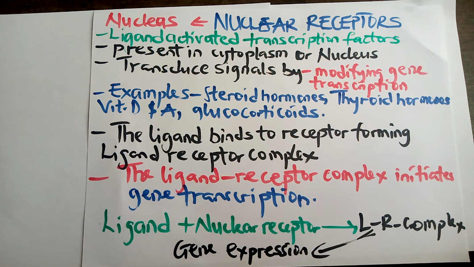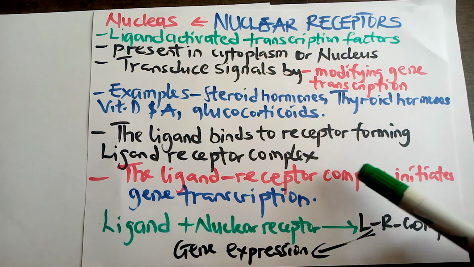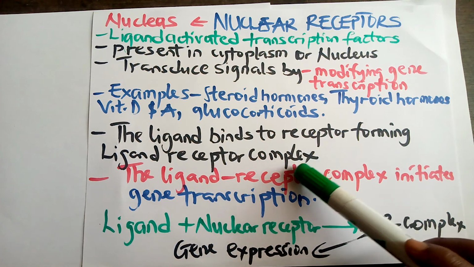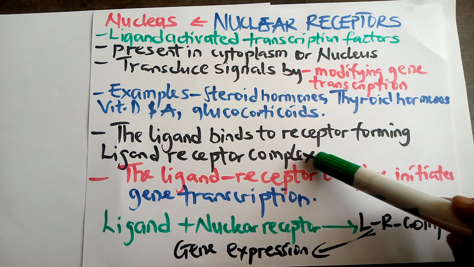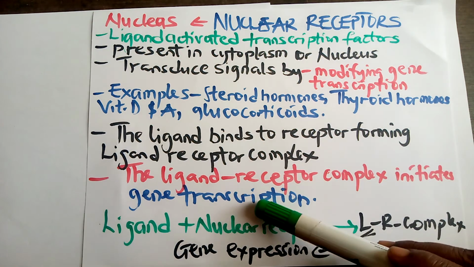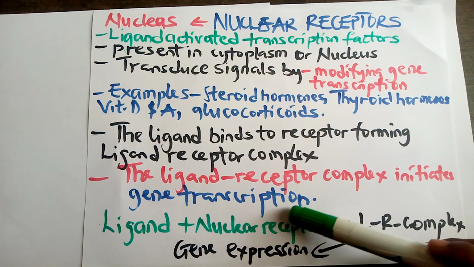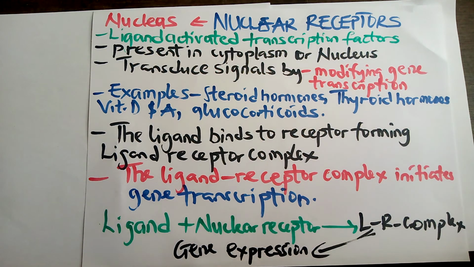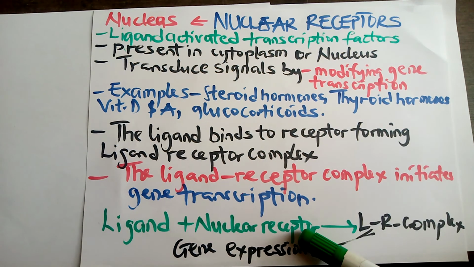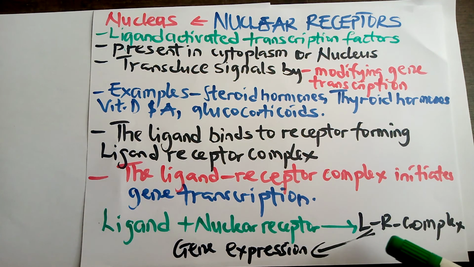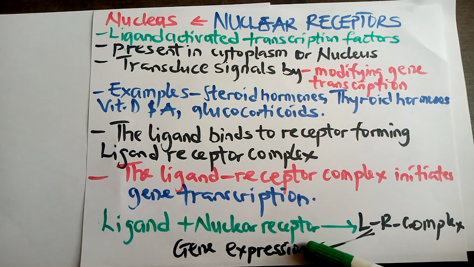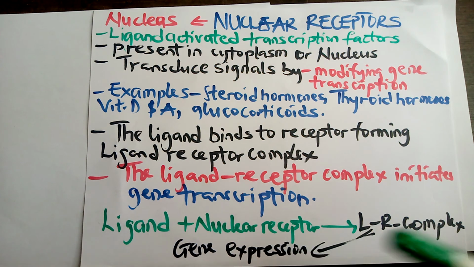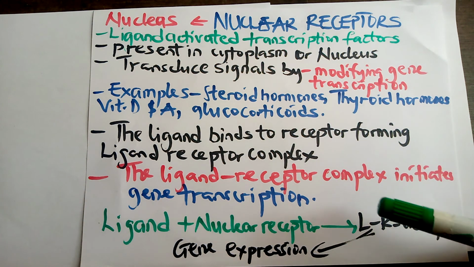Normally the ligand binds to the nuclear receptor, and you have the ligand receptor complex formed. This ligand receptor complex is what will now initiate gene transcription. So you have a ligand binding to a nuclear receptor, leading to a ligand receptor complex that results in gene expression or gene transcription. So this is the basics of receptors in pharmacology.